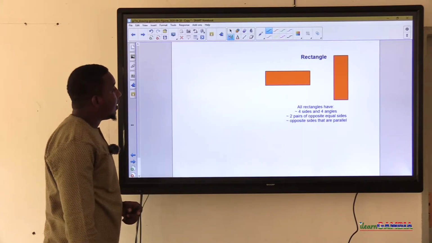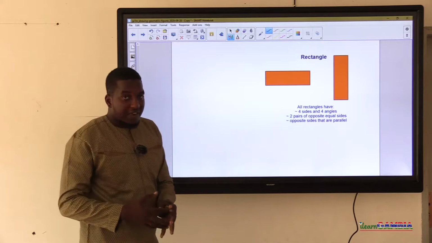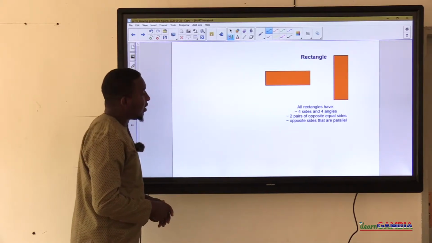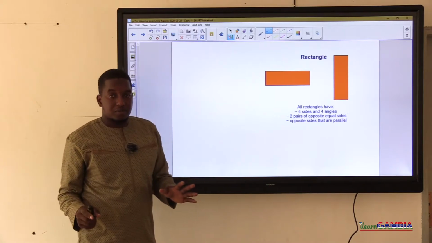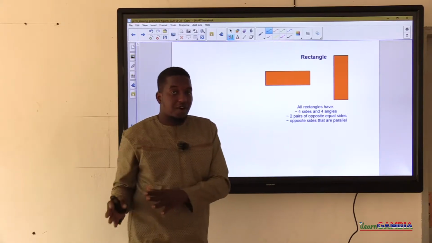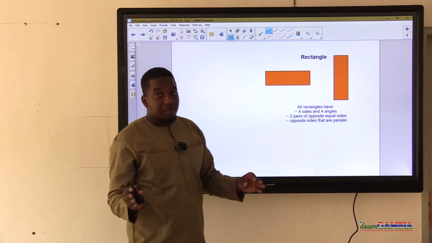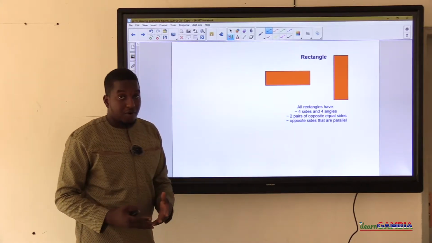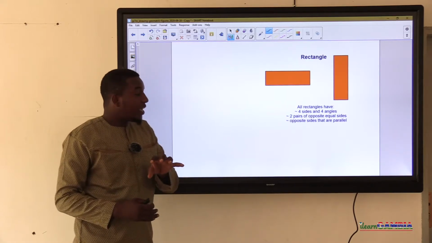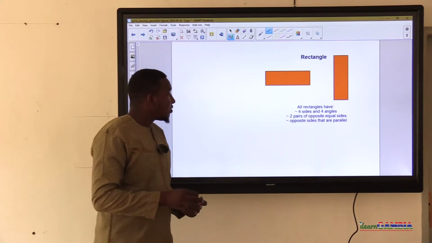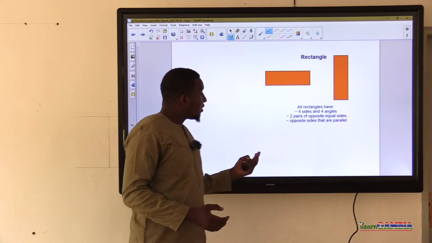We look at rectangles. What do we know about rectangles? How do we identify rectangles? What are the properties of rectangles? All rectangles have 4 sides and 4 angles. So whenever we see a shape that has maybe 3 sides or 5 sides, obviously it is not a rectangle, because rectangles have 4 sides and 4 angles. Also, 2 pairs of opposite equal sides. I will explain that later. Opposite sides are parallel.